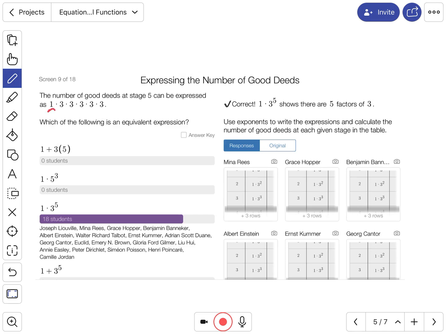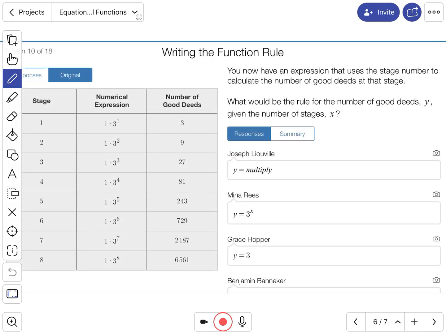So if you had 1 is what you start with, and then these are the stages. This is the first, second, third, fourth, 5th stages. How would you write that? And this is correct. So everybody got that one right. You're going to write it as an exponent, because 3 times 3 times 3 times 3 times 3 is the same as 3 to the 5th. And then that 1 in front is also multiplying. So that's the main idea there.